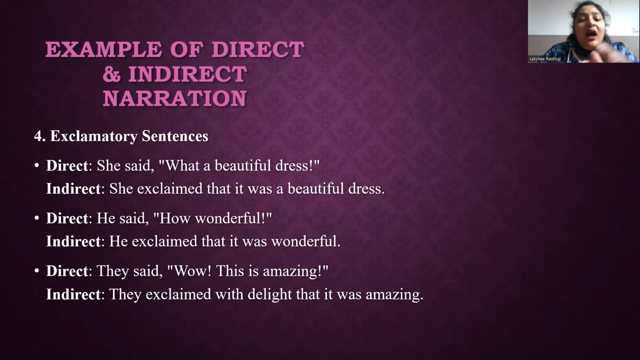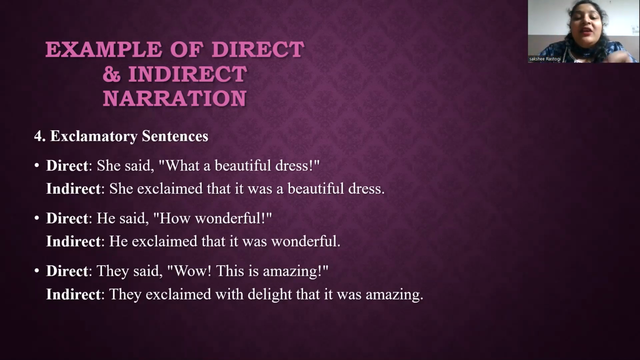In indirect, he asked how delicious the cake was. So I have some more examples about these things. Direct: what a wonderful surprise, they shouted. Indirect, they shouted that it was a wonderful surprise, because it is using shouting. Direct: how amazing is the view, she cried. Indirect, she said that the view was amazing. It means using say, said.